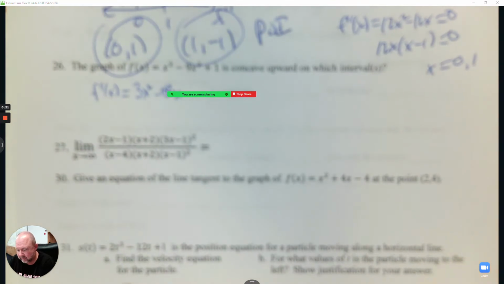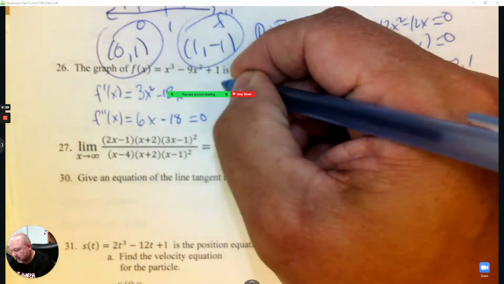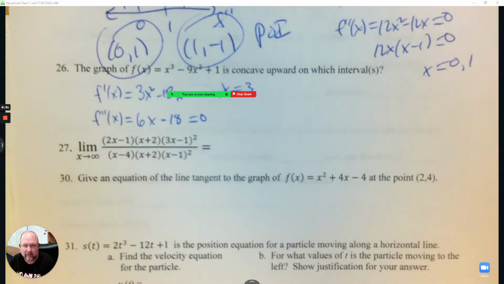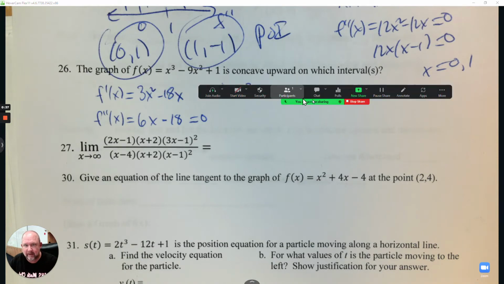So the first derivative is 3x squared subtract 18x. And then the second derivative is 6x minus 18. Make it equal to 0 and solve it. There's one critical number that makes the second derivative 0. That critical number is 3. Now draw a number line.